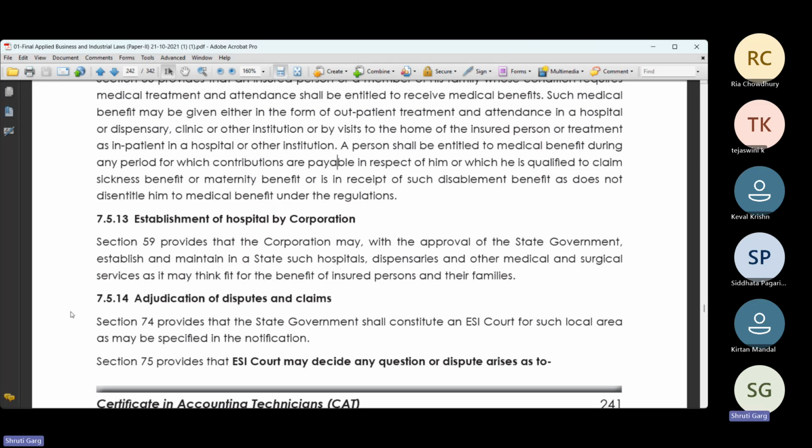Section 59 provides that the corporation may, with the approval of the state government, establish and maintain in the state such hospitals, dispensaries or other medical or surgical services as it may think fit for the benefit of the insured persons and their family members. Clear?